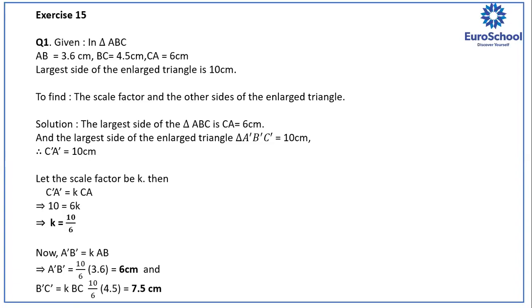Now, in triangle ABC, the dimensions given here, what is the largest side here? CA, which is equal to 6 centimeter, right? And the largest side of the enlarged triangle is 10 centimeter given over here, right? So can we calculate a scale factor? Yes, ma'am. Okay, what is the formula to find scale factor?